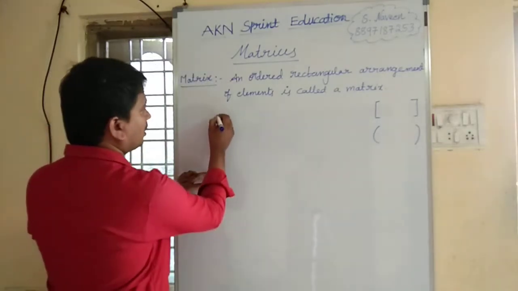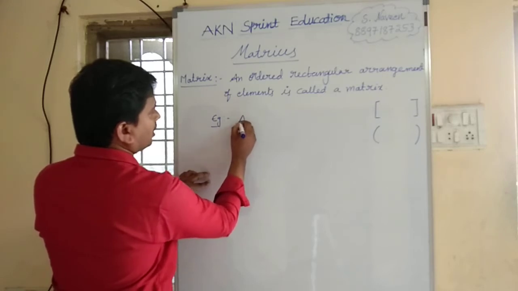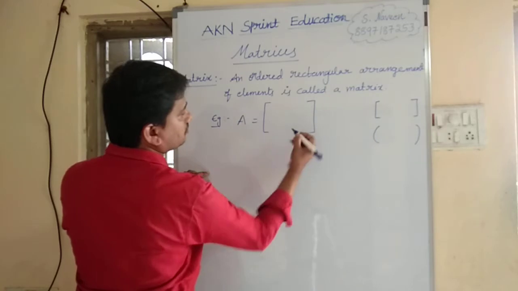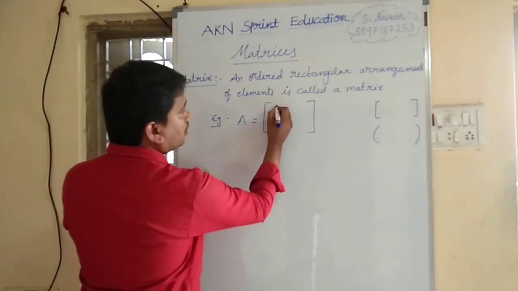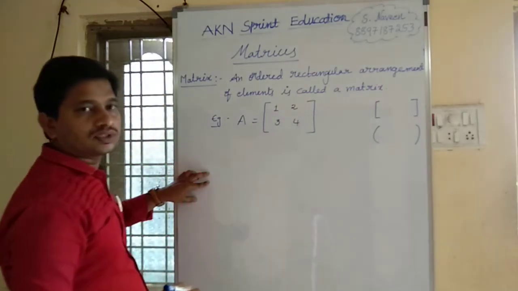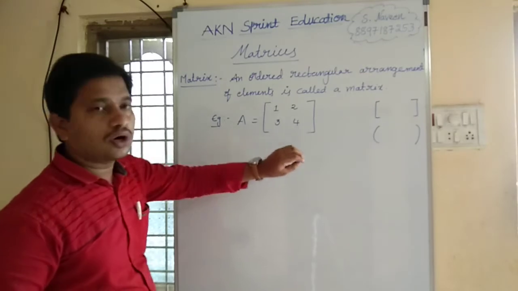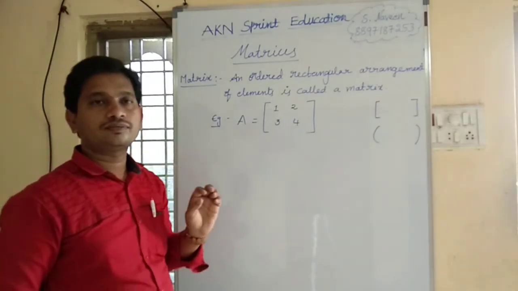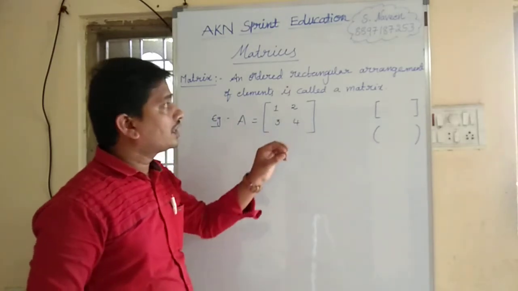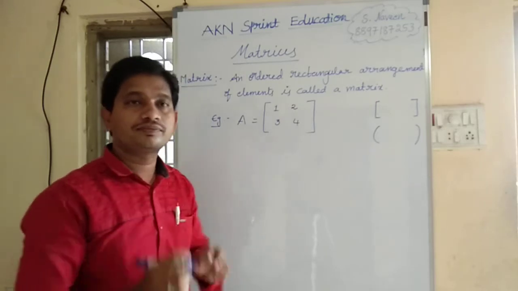For example, let me write a matrix A is equal to bracket, 1, 2, 3, 4. Here 1, 2, 3, 4 are called elements of a matrix. So what is the definition of matrix? An ordered rectangular arrangement of elements is called a matrix.